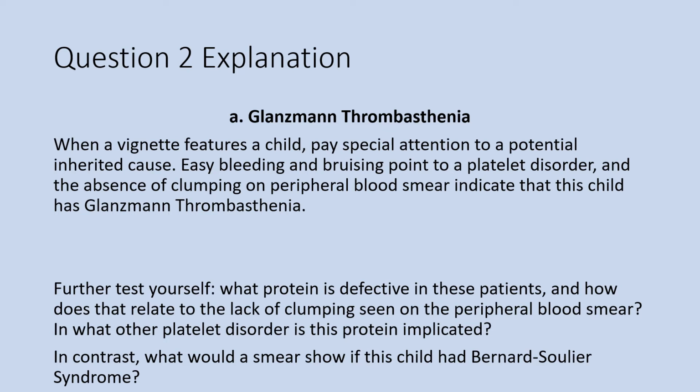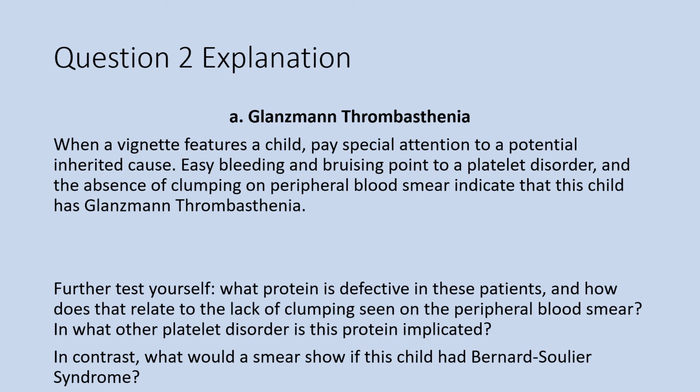So the answer for question 2 is A, Glanzmann Thrombasthenia. And when the vignette features a child, I always pay special attention to a potential inherited cause that's causing this child to present so early in their life. And easy bleeding and bruising point to a platelet disorder, and then the absence of clumping on peripheral blood smear is key and indicates that this child has Glanzmann Thrombasthenia.